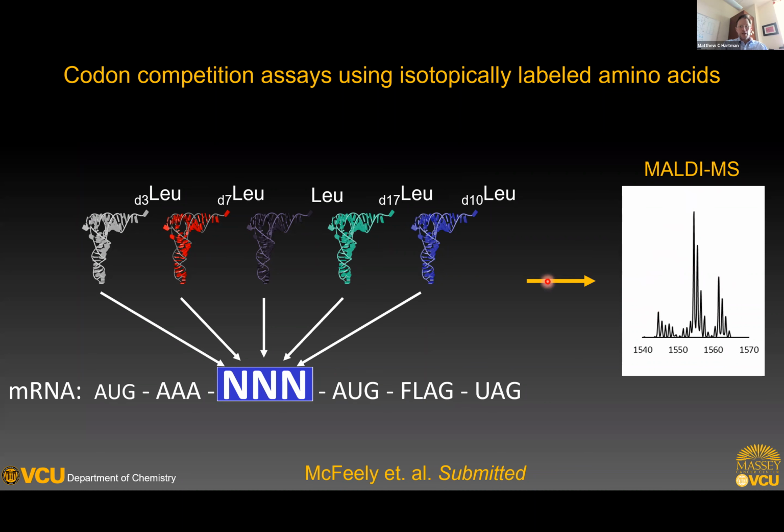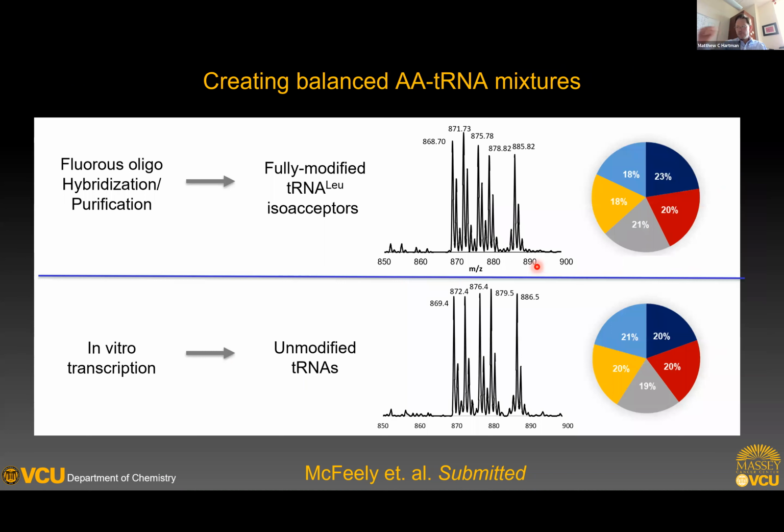In other words, which tRNA won that codon, and how well did it win that codon. And before we did that, we wanted to really make sure that we were able to create balanced aminoacyl-tRNA mixtures, so they really were 1 to 1 to 1 to 1 to 1 when they were competing for the codon. So we used our mass spec assay on our tRNA mixtures.